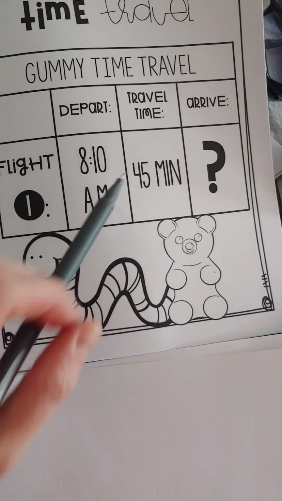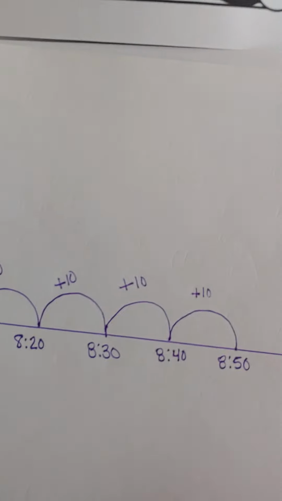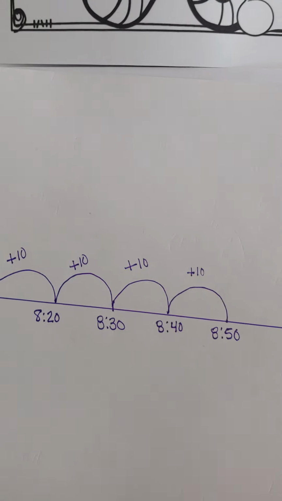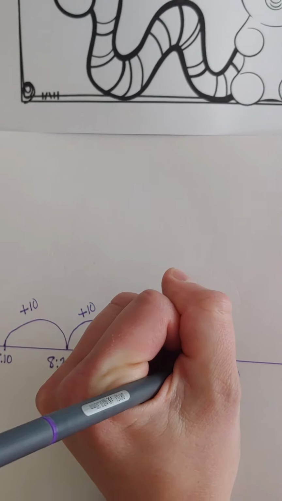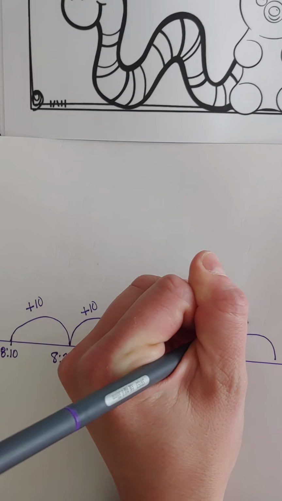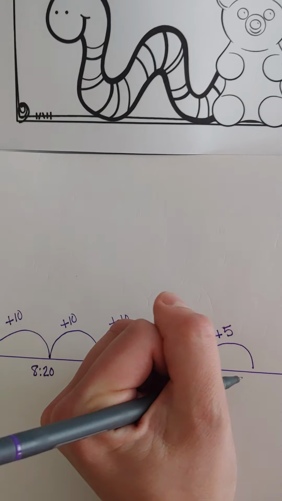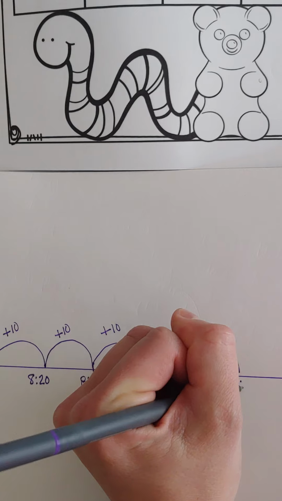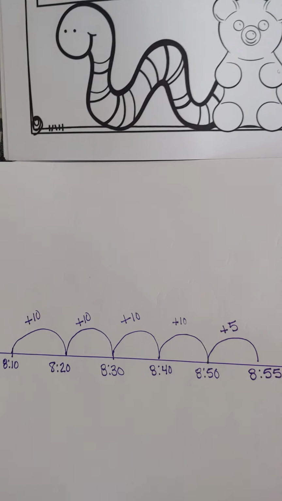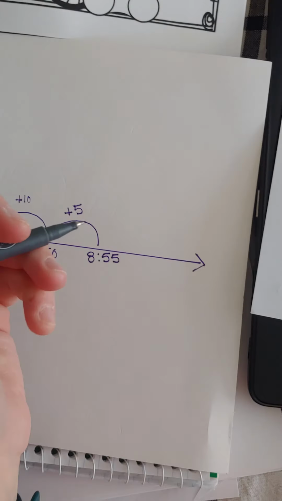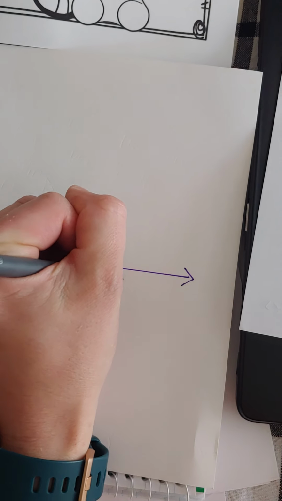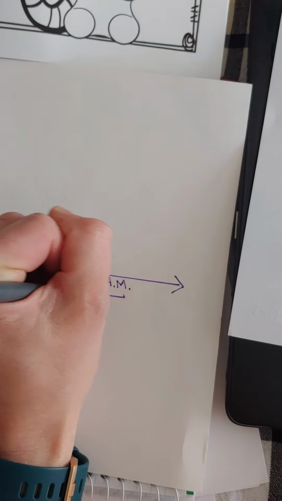Okay, now I have 5 more minutes to go. I can jump by 1s or I can just jump by a 5. In this case, I'm just going to jump by 5. So the time that I would arrive would be 8:55. If you notice, this says a.m., so it will be 8:55 a.m. is your answer.